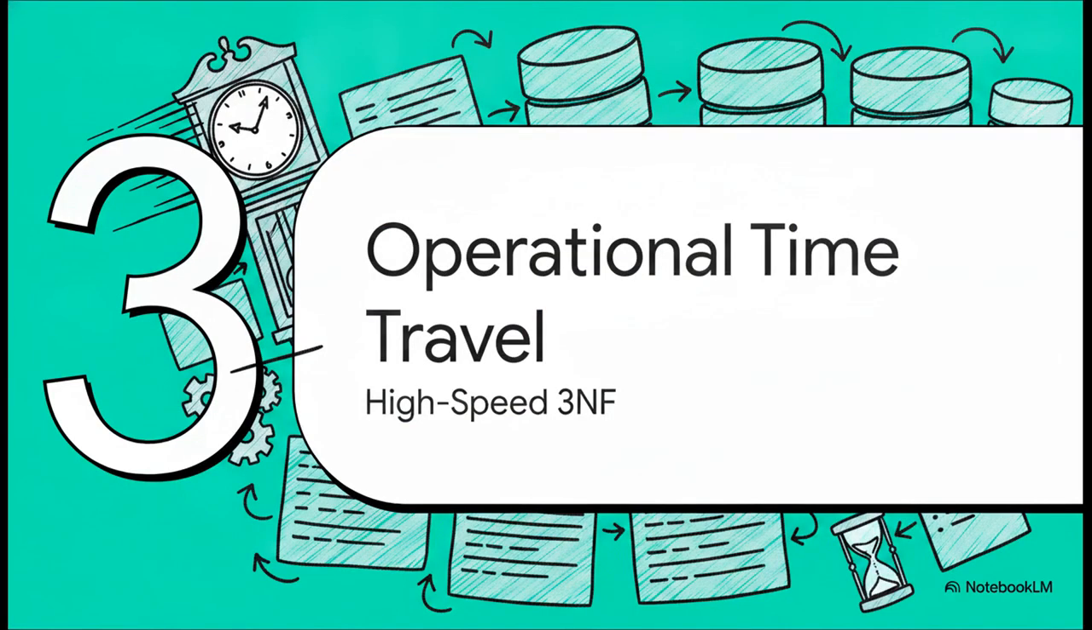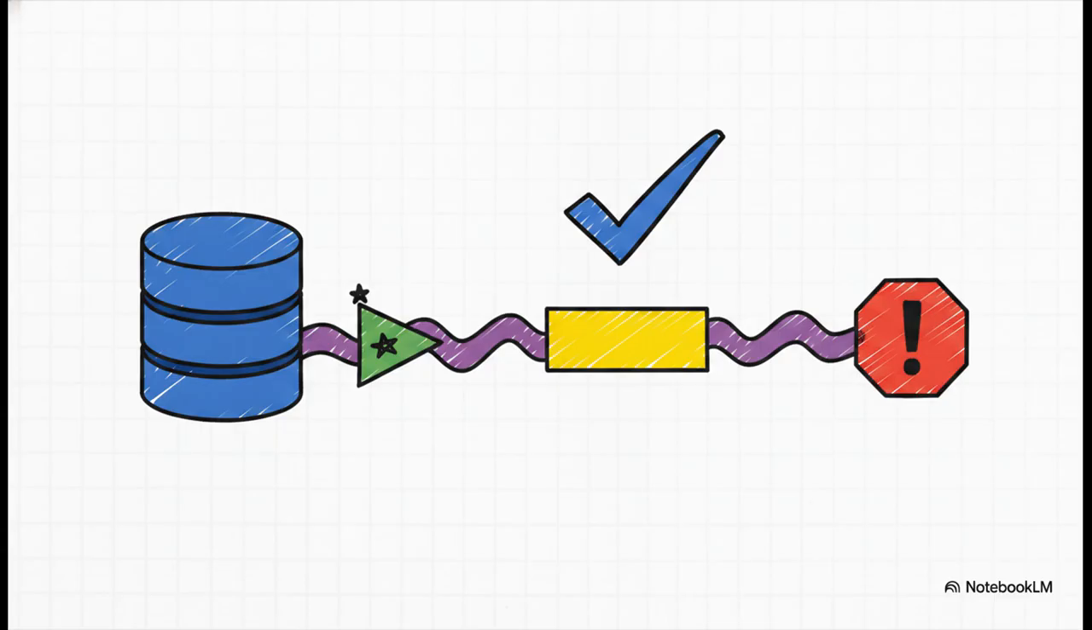All right, Section 3, Phase 1, Operational Time Travel. High-speed time travel in 3NF. How do we actually build this high-speed time travel right into our backends? Well, the secret sauce here is totally abandoning those clunky application-level mirror tables. Instead, we implement bi-temporal validity periods natively within the relational engine itself.